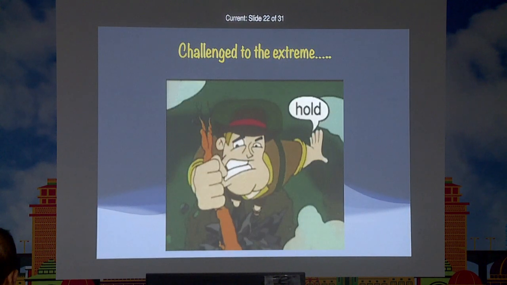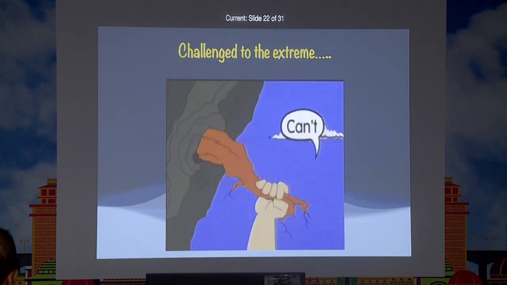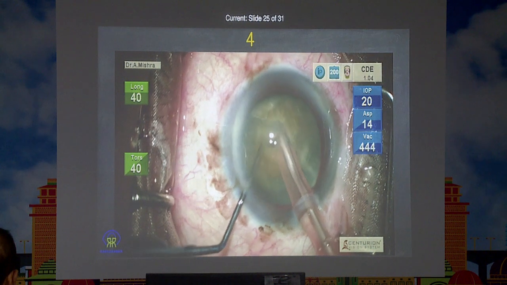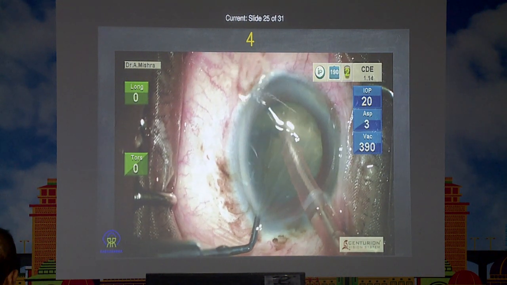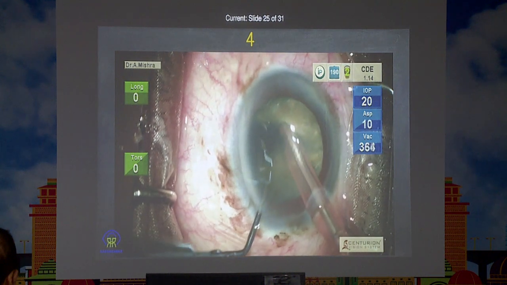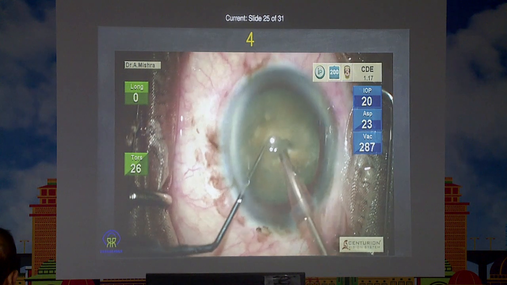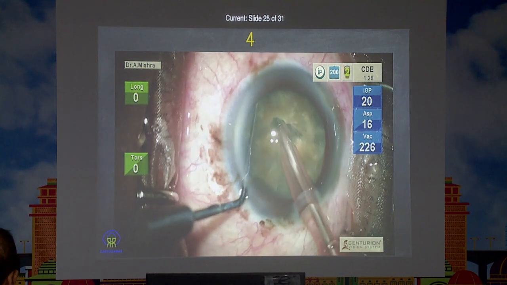Now I challenge this machine to the extreme extent possible and see whether it can perform. So in one of the examples, these are numbers, as you can see, case number 4. So this was with one bag of BSS after its priming and tuning is complete, which leaves you with 360 milliliters of fluid. And then I started my first case.